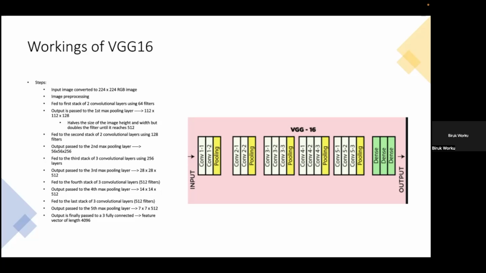So the neurons of length 4096 will be then considered to be the feature vector of the image. This is what's assumed to be the final output of the VGG-16 architecture.